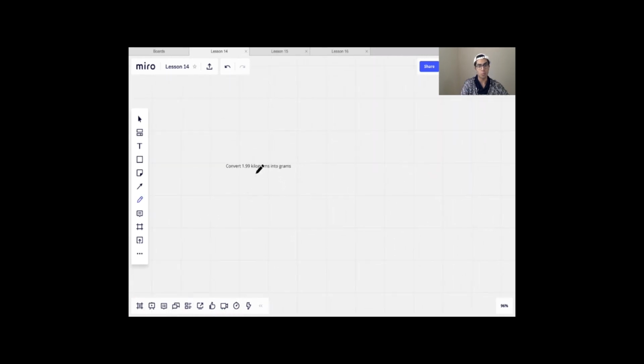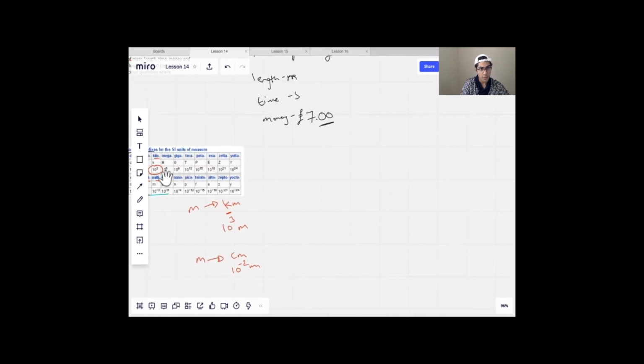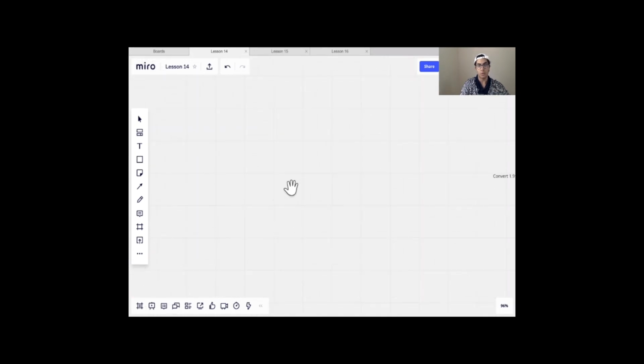Convert 1.99 kilograms into grams. Well, let's go back to our prefixes. Kilo is 10 to the 3. So 1.99 kg is equal to 1.99 times 10 to the 3 grams. And there you go.